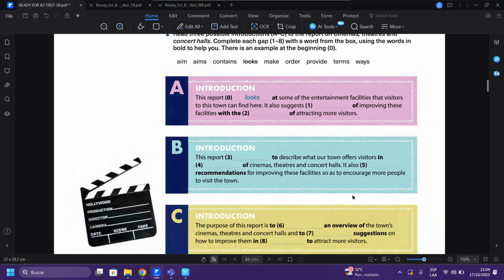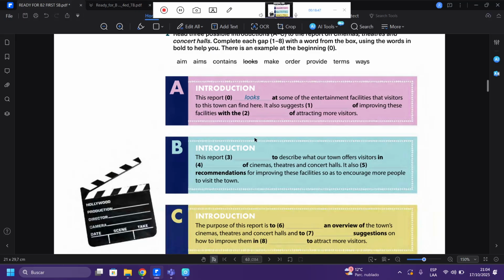And the last one, that could be a "make", right? Because we have the infinitive verb, to make. Suggestions on how to improve them, in order... I think in this part it is "in order to", right? In order to. Yes, there you go.